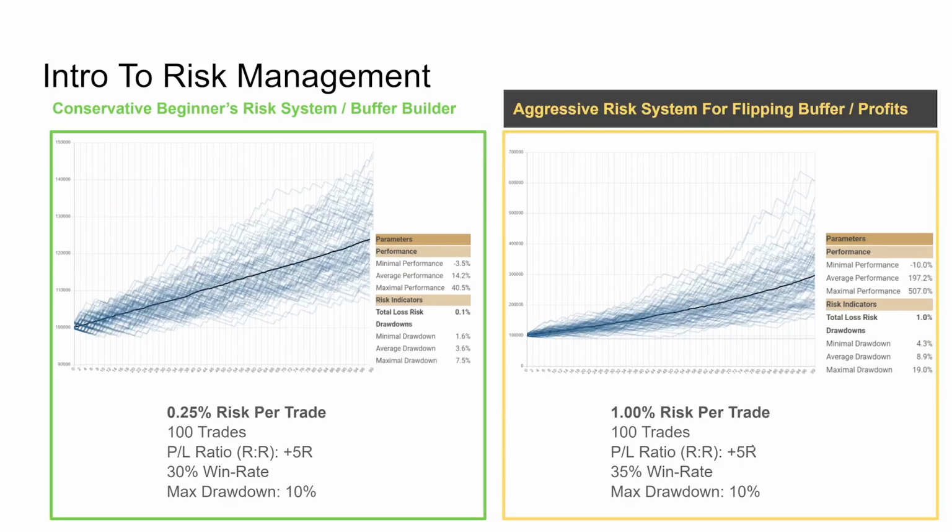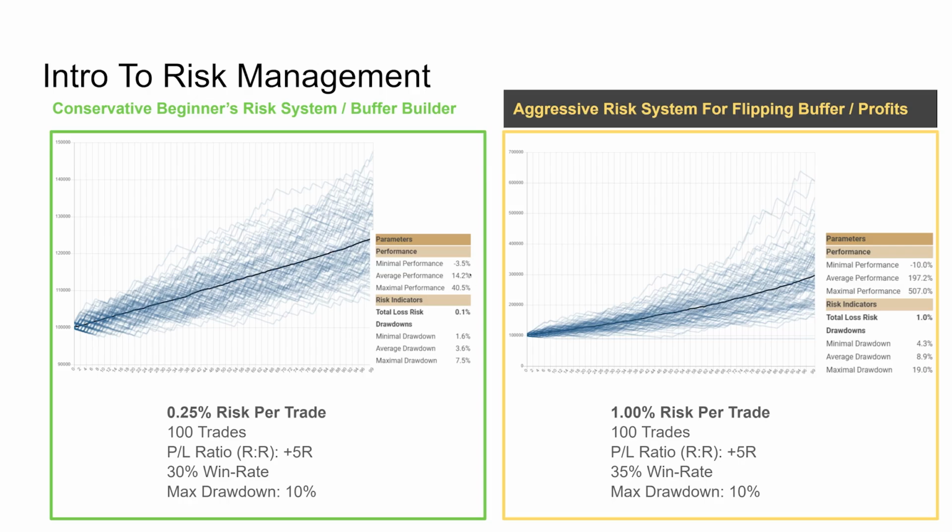Nothing wrong with that. Now, here is a conservative beginner's risk system. It's a buffer builder, right? These are honestly good for if you've just gotten funded in an account and you want to build buffer in an account, and then maybe you want to push your risk up to 0.5% risk per trade. It's not bad. It's the same sort of parameters, but look, our total loss risk is 0.1% still, right? That's our risk of ruin.